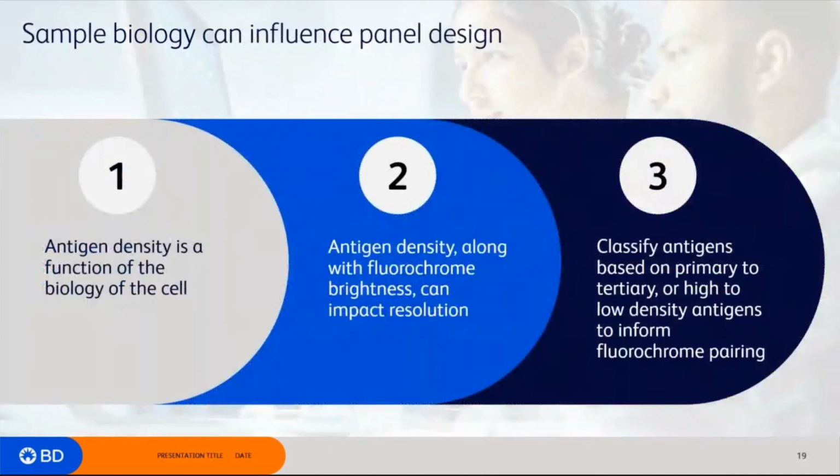So to summarize, sample biology can influence panel designs. Antigen density is a function of the biology of the cells. It is dependent on the sample, and antigen density along with the fluorochrome brightness can impact resolution. And last but not least, classifying antigen based on level of expression helps you with the fluorochrome pairing process. So this brings me to the next part of the talk.